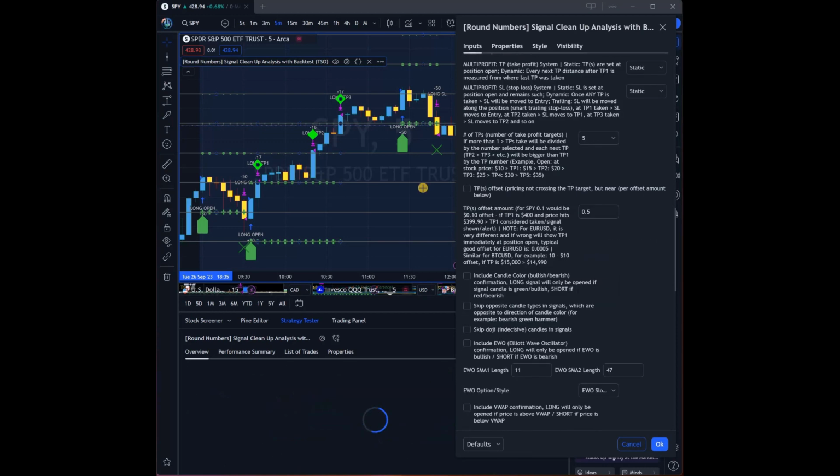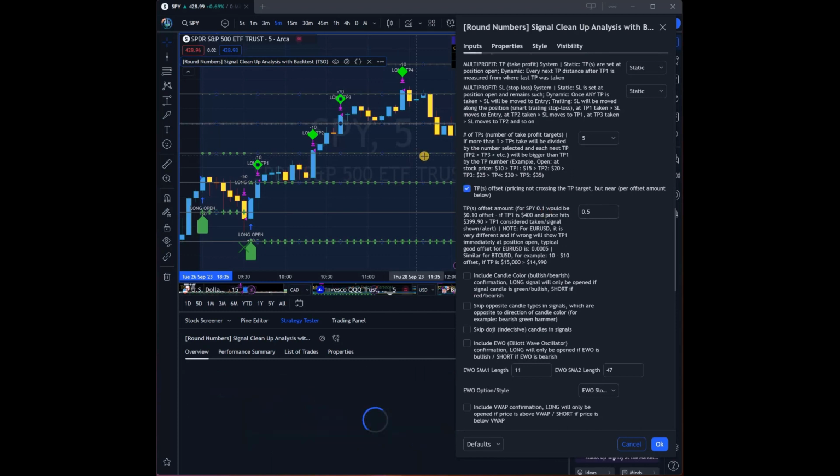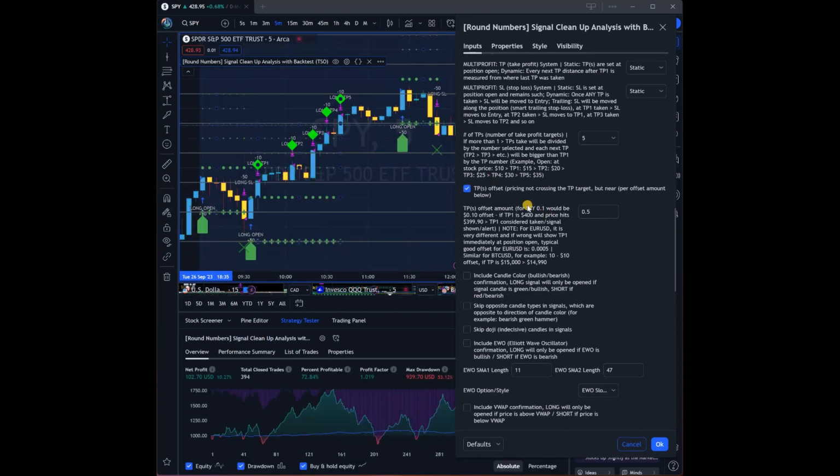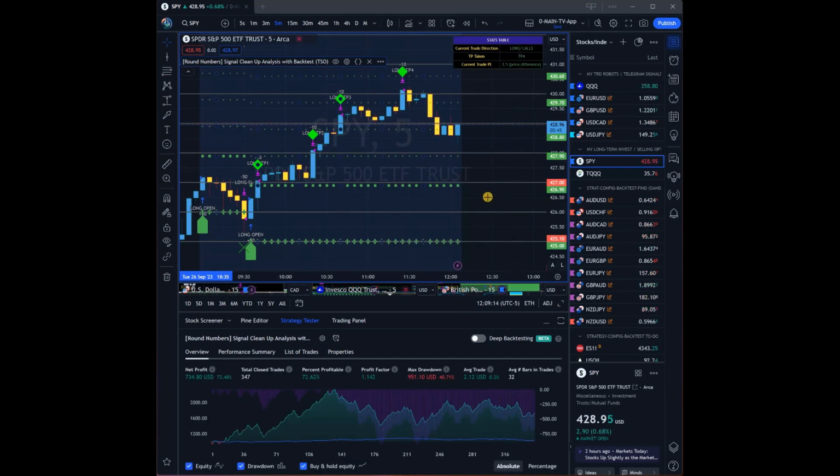So let's go next. This is TP offset. Basically, sometimes price comes very, very close to these take profit levels, but never crosses them, and then just turns around and goes the other way. So you can turn on offset, which is gonna move these take profits slightly down. Let me actually make it 10 cents. Let's do 10 cents. So every take profit is gonna be moved 10 cents, so it's easier to see.